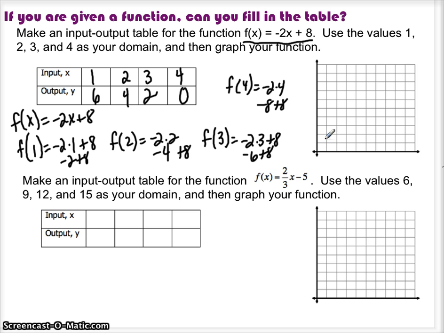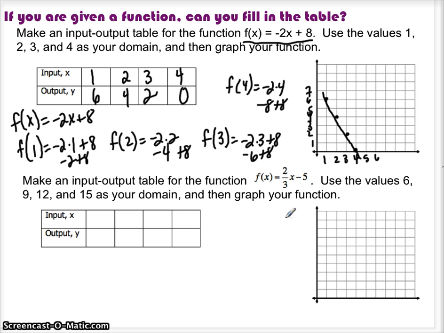So we have (1, 6), (2, 4), (3, 2), (4, 0). So our graph looks like this. And yes, you should label these. I didn't, but you should get in the habit of doing that.